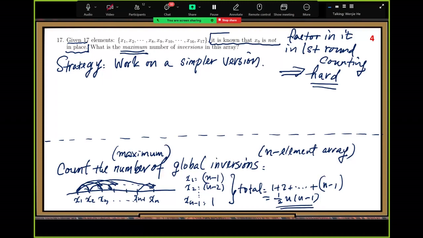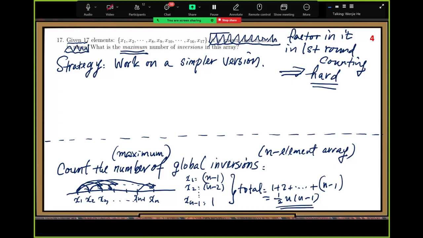Okay. Simpler version of the problem. So what's the simpler version of the problem? Let us erase this condition. Do we make the problem simpler if we erase this condition? No, because if we factor this condition in, we need to take care of more things, right? We need to do more work. More work means harder. This version is harder.